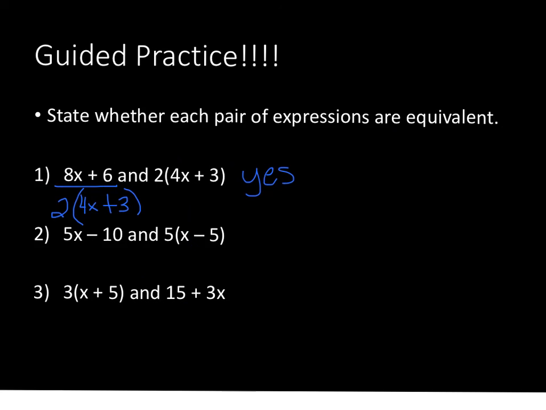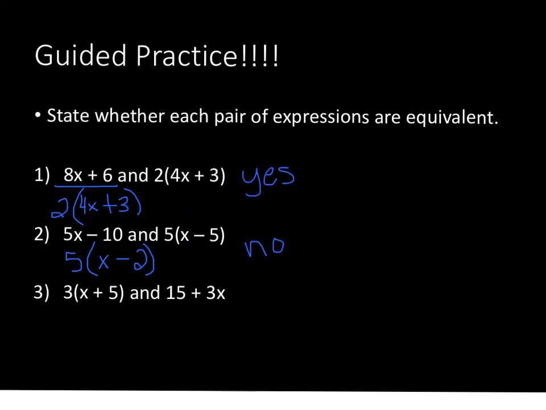On the next one I have 5x minus 10 and 5 times x minus 5. So I'm going to pull out this common factor of 5, and 5 times x gives me 5x minus 5 times 2 gives me 10. And so these are not the same expression, so these are not equivalent.